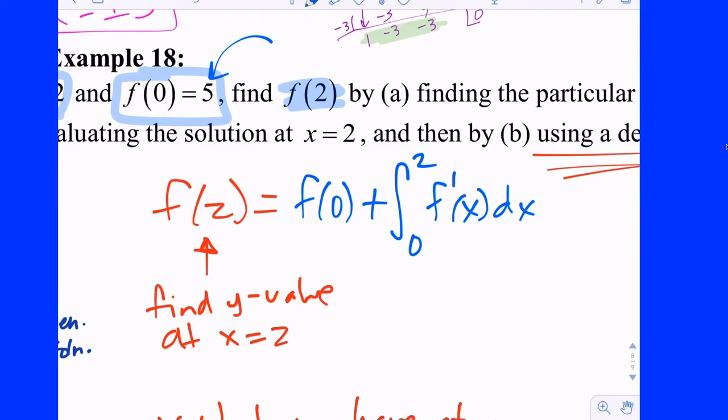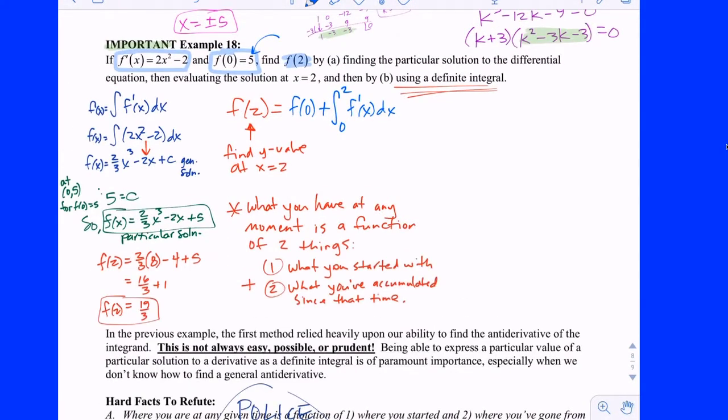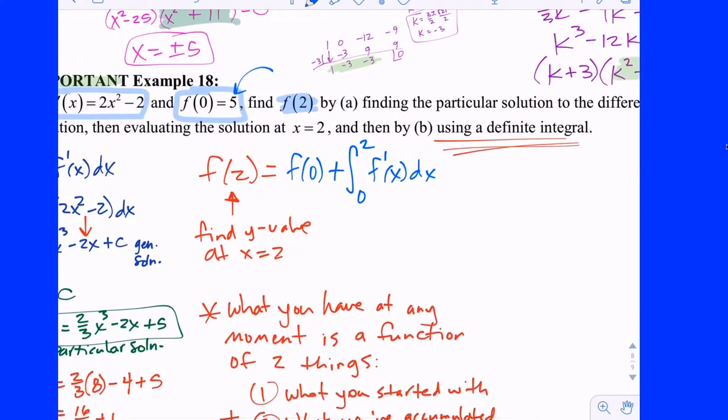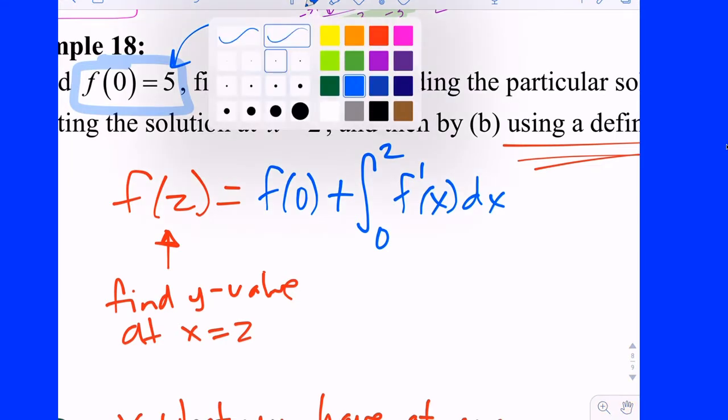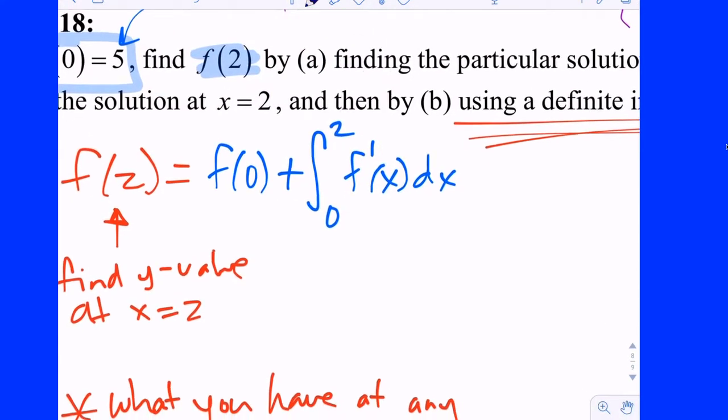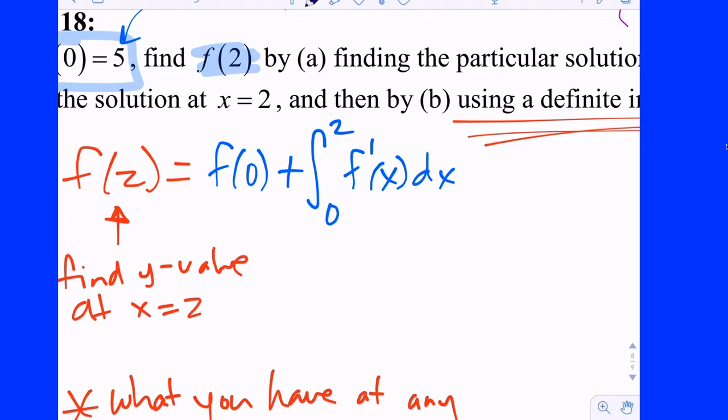Super important idea. This one expresses f of 2 directly, succinctly. We don't have to do it as a multi-step process like we did down here. We could do it directly. And we can also do it on the calculator, because your calculator can handle numeric integrals. Well, we're going to save the calculator to the end. We're going to do this one by hand.